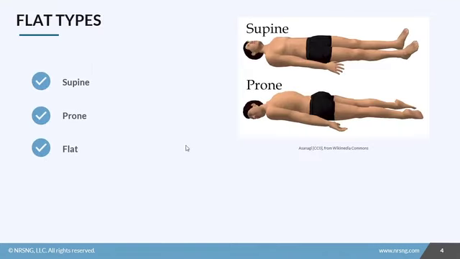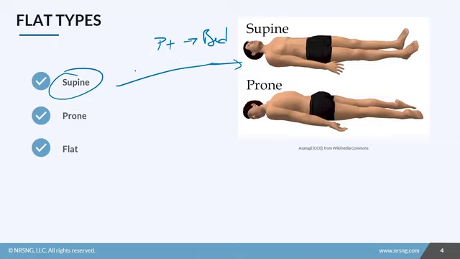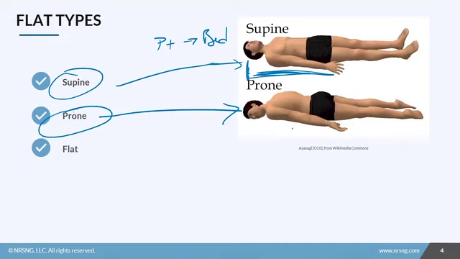When we talk about flat types of positions, what we're really talking about is the relation of the back of the patient to the bed. When we're talking about supine, which is this guy right here, the patient's back is against the bed. So this is the bed right here. And the front part is exposed. The front parts of their abdomen and the front part of their legs are exposed. Prone is the exact opposite. When your patient is prone, they're lying on their abdomen.